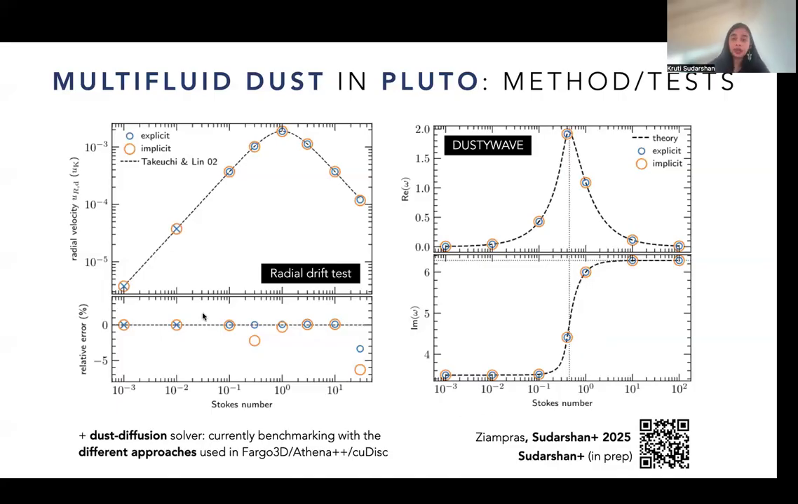Currently, the tests that I showed right now are for the drag solver. We also have some results for the dust diffusion solver. We're currently benchmarking the different approaches that are used between the different codes. So all of the codes are solving slightly different equations, so we're trying to test them all and see what differences there are between the different codes. So that's part of the upcoming paper that I'm working on. But otherwise, the plan is to then use this multi-fluid module and test the irradiation instability, the starlight shadowing scenario more robustly in the future.